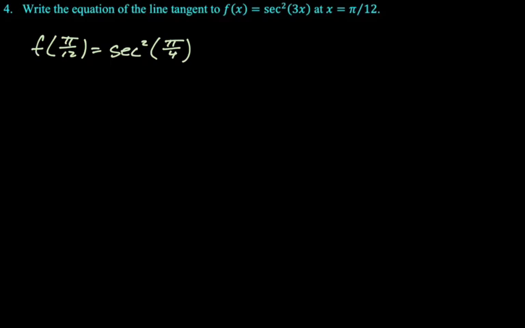Cosine of pi over 4 is root 2 over 2, so that means secant is... So it's better actually to think of it as 1 over root 2 when you think of it that way, because that makes secant just root 2, and then we just have to square root 2. So 2 is definitely f of pi over 12.